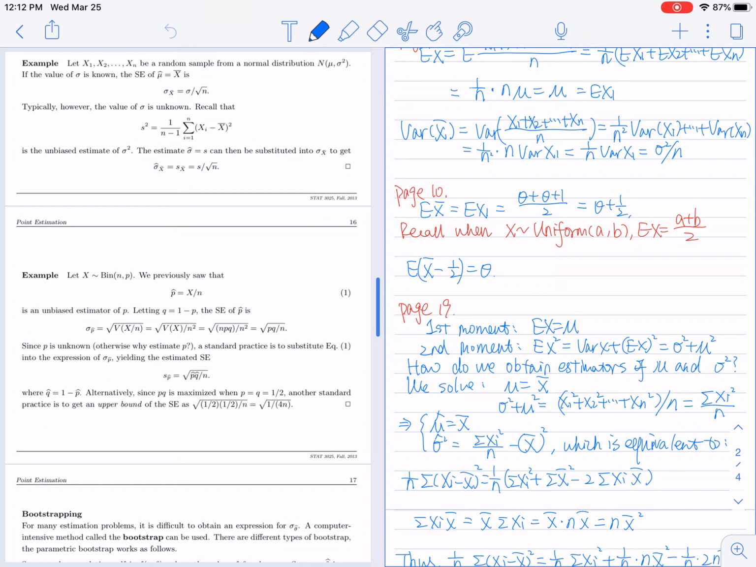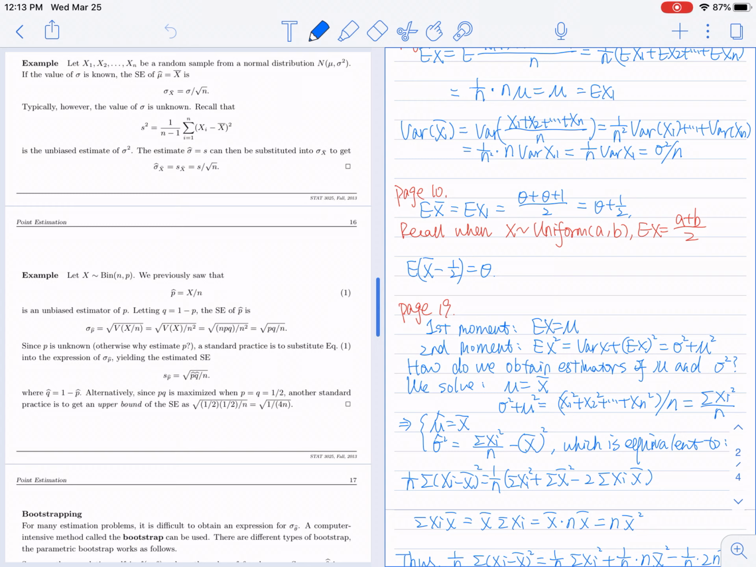So suppose that a random variable x follows a binomial distribution with parameters n and p. So n is known and p is unknown, and our goal is to estimate p and measure how good this estimator is. And previously we saw that p hat is equal to x divided by n, where x is the number of observed successes, and n is the total number of trials. And we have already proved that p hat is an unbiased estimator. And now let's derive the standard error of p hat.